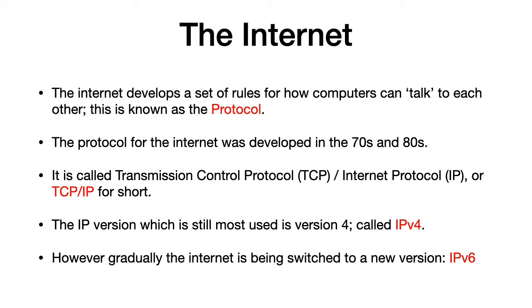The Internet has a set of rules for how computers can talk to each other. This is known as the protocol. The protocol for the Internet was developed in the 1970s and 80s. It's called the Transmission Control Protocol TCP and Internet Protocol IP, or TCP/IP for short. The IP version that we're using now is version 4, so this is called IPv4. However, gradually it's being replaced by a newer version called IPv6.